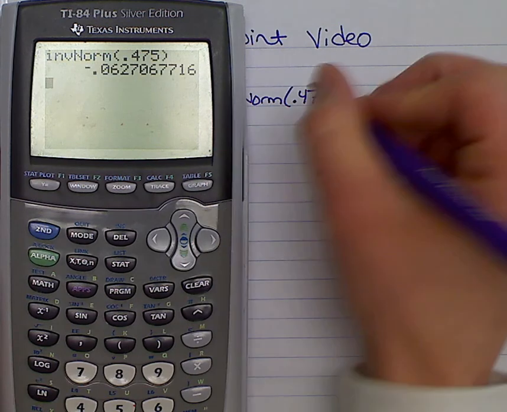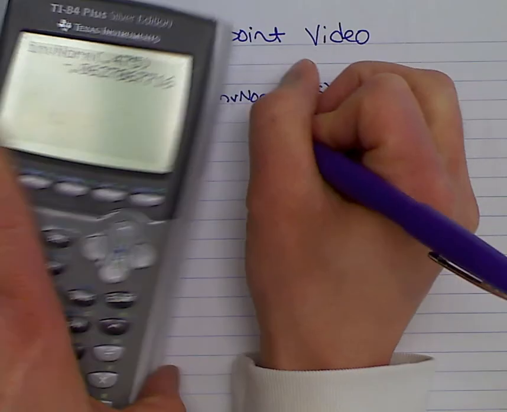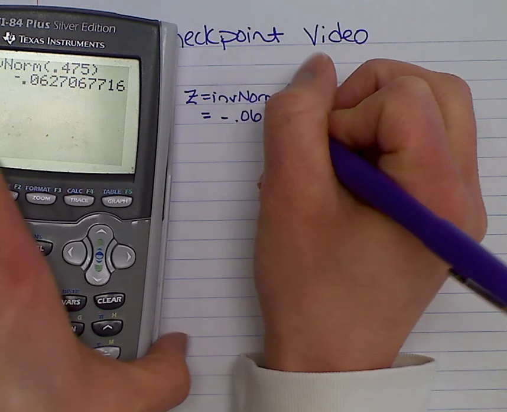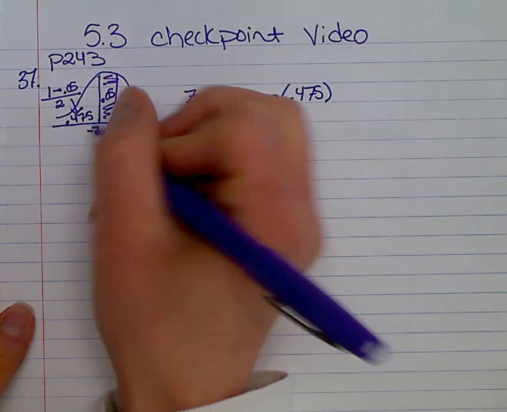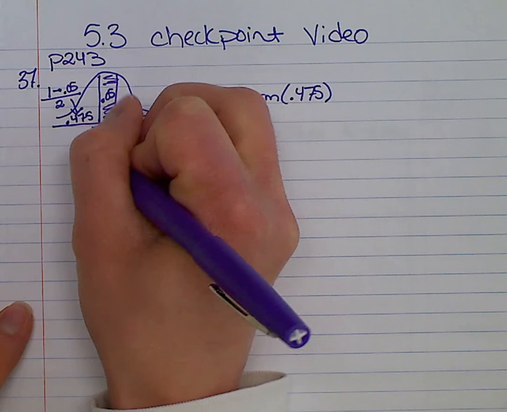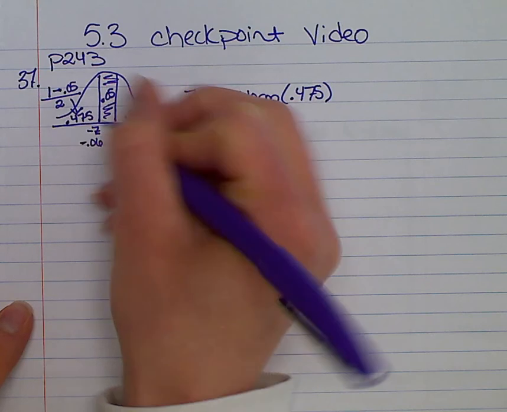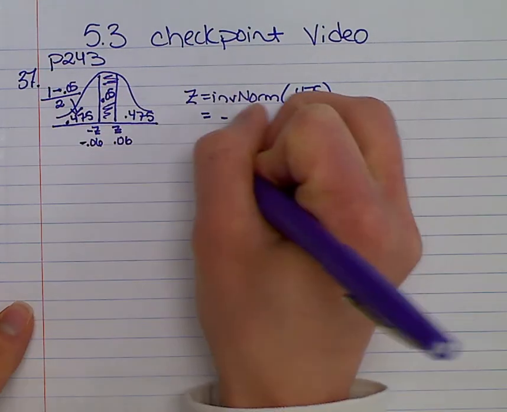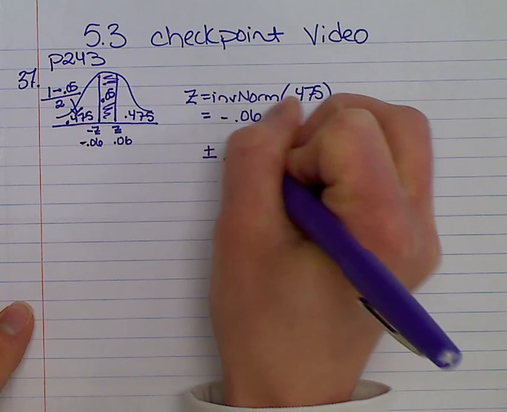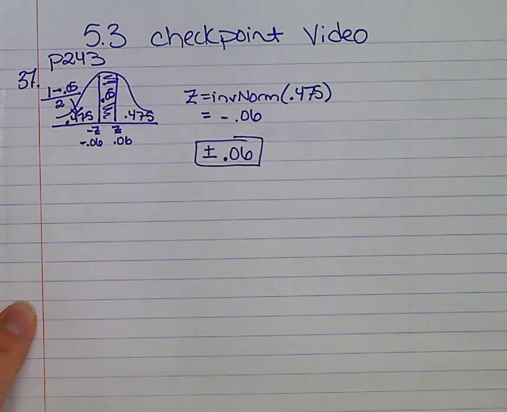Now, the calculator, remember z-scores, we rounded to 2 decimal places. The calculator only gives us the negative. But we have 2 z-scores, again, that mark that middle 5%. So our answer is both positive and negative 0.06.